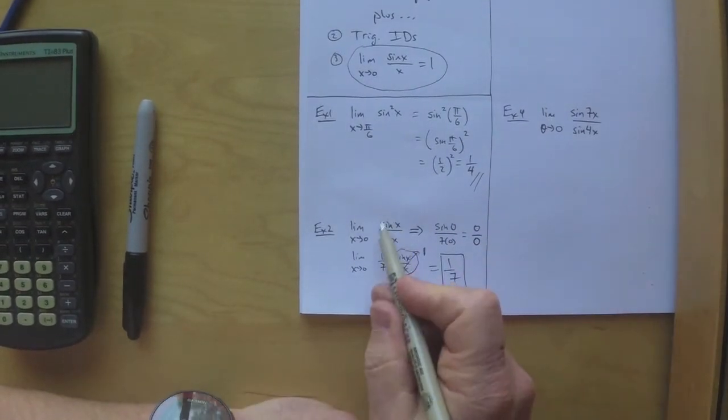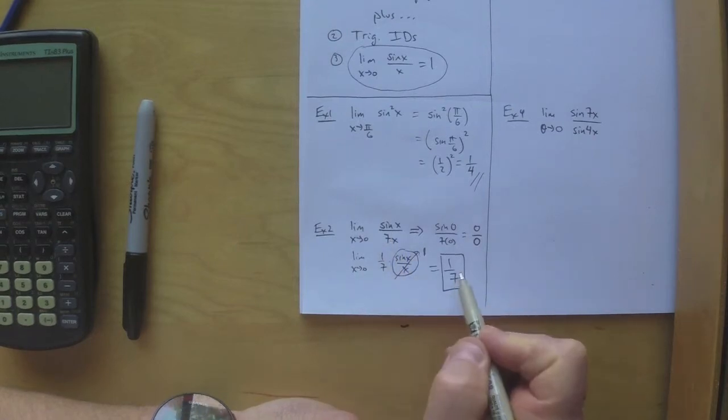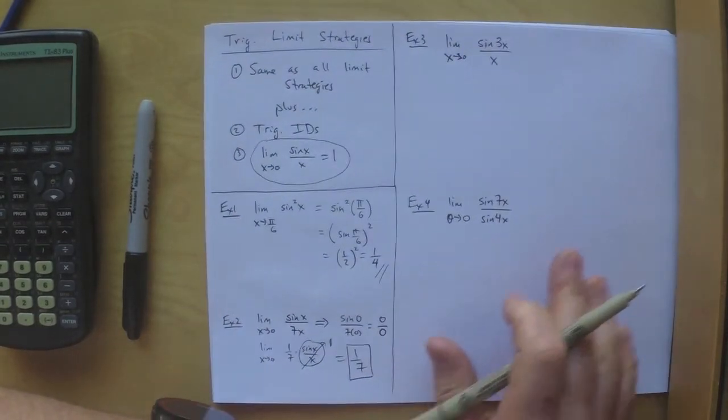And you can check it out. You can go and graph that function and see what happens as you approach 0. You'll see it's 1/7. Next guy.